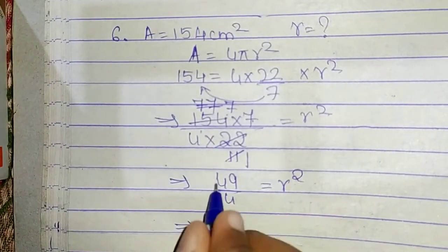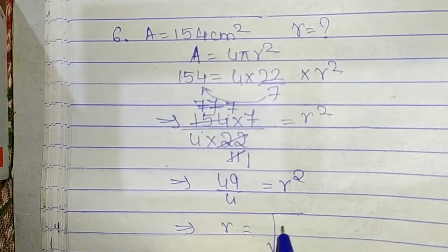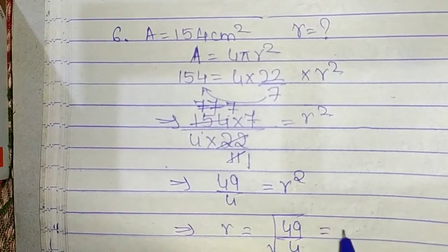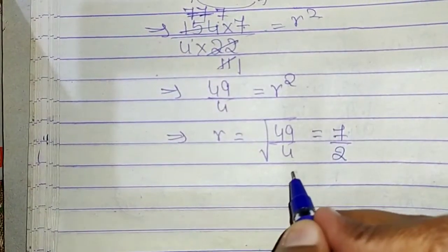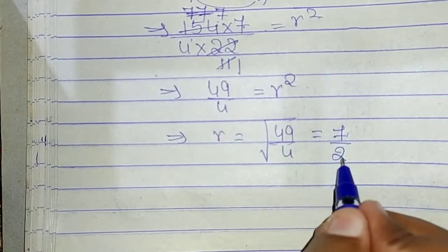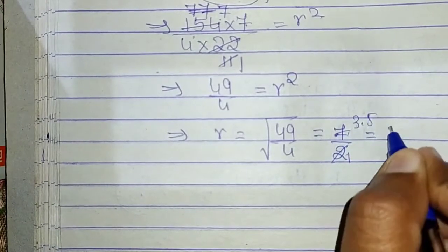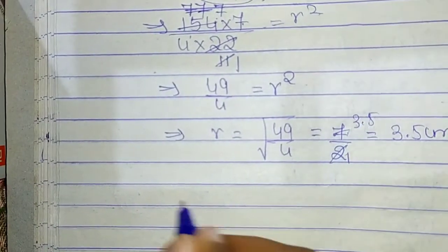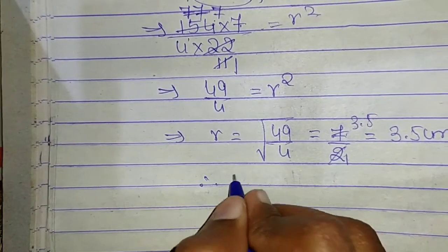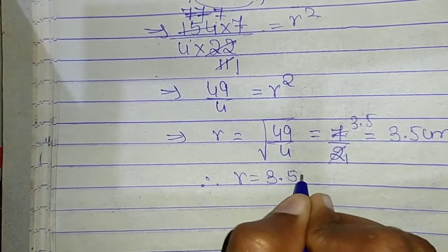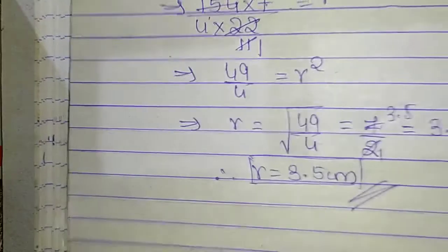Since r square is 49 by 4, r will be equal to under root 49 by 4. The root of 49 is 7 and the root of 4 is 2, so this is 7 by 2, which is equal to 3.5 centimeters. Therefore the radius of the sphere is equal to 3.5 centimeters. This is the solution of question number 6.